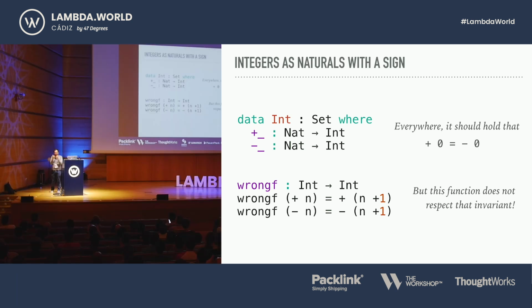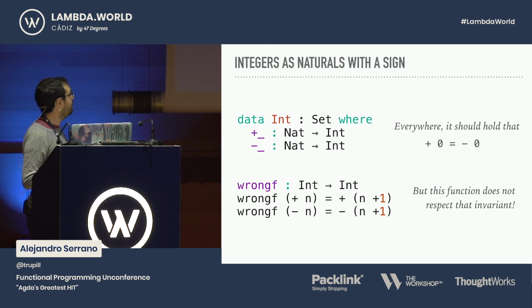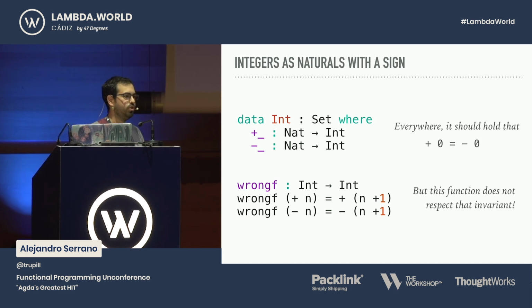But everybody knows that 0 has this special weird behavior: plus 0 and minus 0 should be the same. It's just 0. There is no plus or minus in 0. But the problem is I can write functions which do not respect this invariant. I can write this wrong f, which, to a positive number, gives me the number plus 1, and to a negative number gives me the number minus 1. So the absolute value is always increased by 1, and the sign is kept the same.